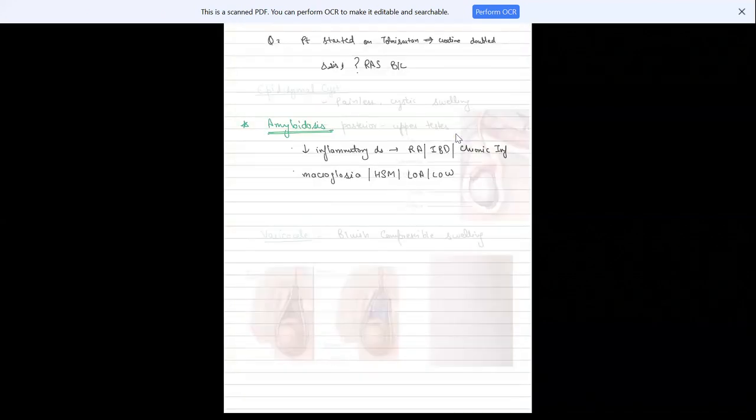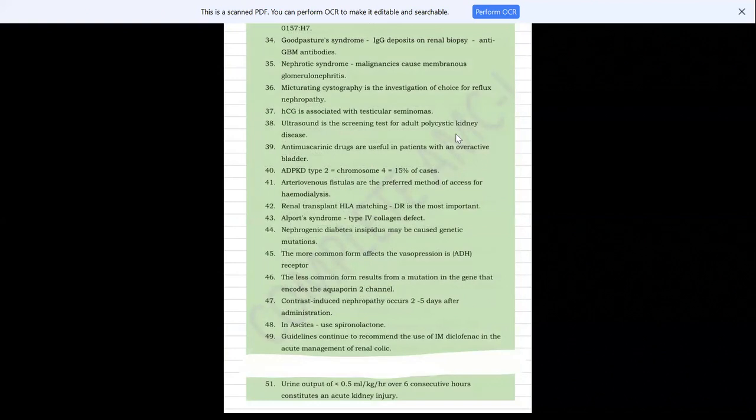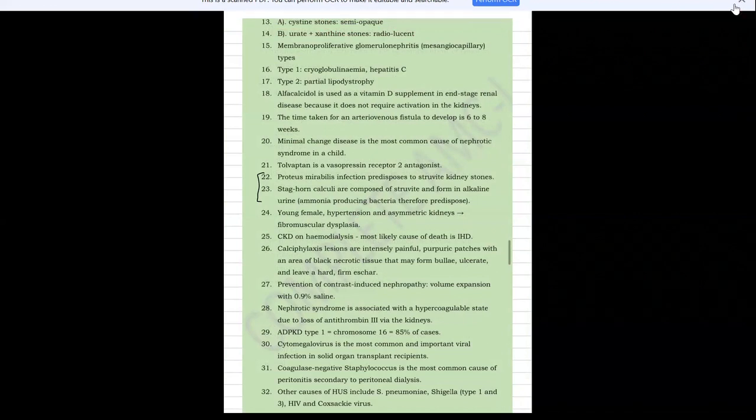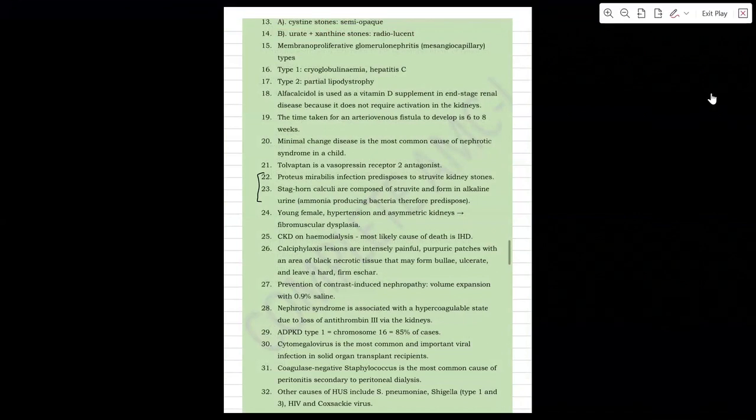Wait, it's okay. So the 13th point is cystine stones are semi-opaque. Opaque is white. Can you click on the little cross? Yeah. So cystine stones are semi-opaque. Opaque means white on X-ray. And the urate and xanthine stones are radiolucent. Radiolucent means black. So you just have to cram this part most likely because there is not a concept, except if there are calcium oxalate stones, they can look white because there is calcium, but urate stones will look black on X-ray.